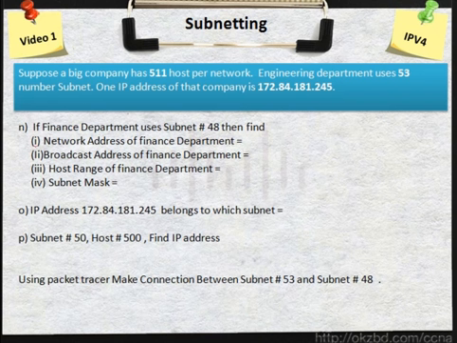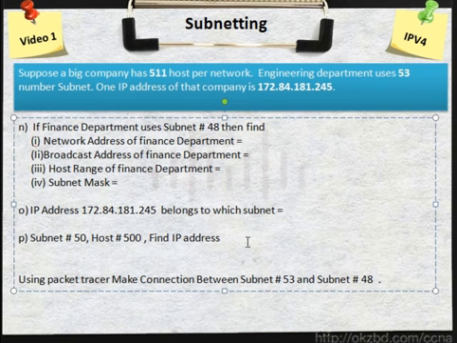Now, if the finance department uses subnet number 48, then we'll find out network address, broadcast address, host range, and subnet mask. Here is the tricky question. IP address given, have to find out the subnet, and the reverse, subnet given, have to find out the IP address. After all this, I will show you the connection between subnet 53 and subnet 48 in Packet Tracer.